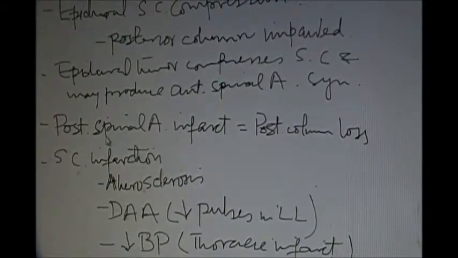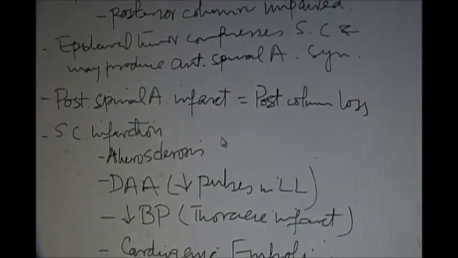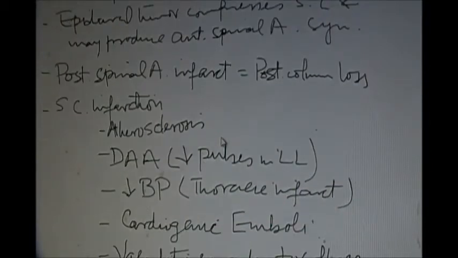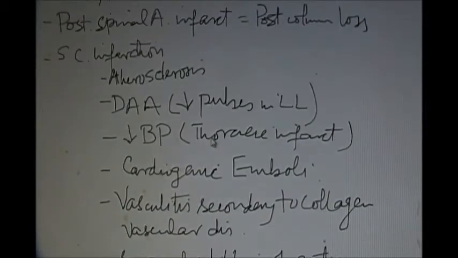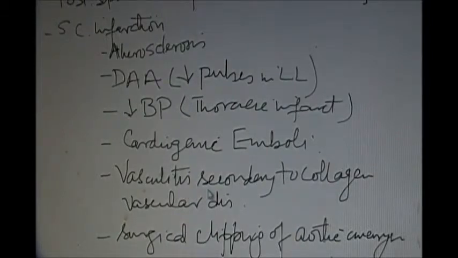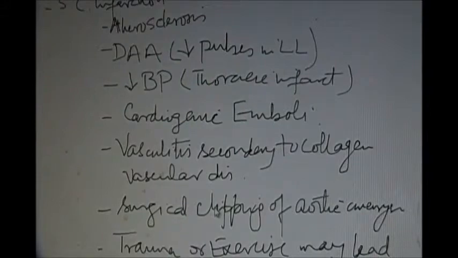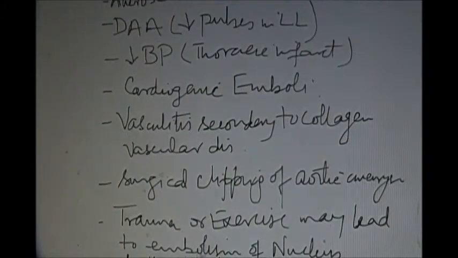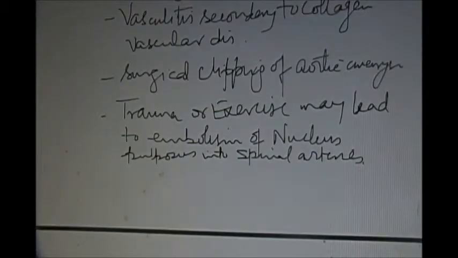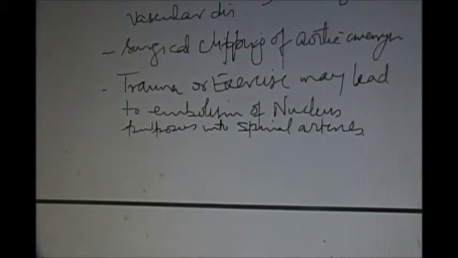What does the posterior spinal artery infarct produce? The posterior spinal artery infarct produces posterior column loss. The causes of spinal cord infarction are atherosclerosis, dissecting aneurysm of aorta that produces decreased pulses in the lower limb and decreased blood pressure, thoracic infarct, or cardiogenic emboli. Vasculitis secondary to collagen vascular diseases, surgical clipping of aortic aneurysm, trauma or exercise may lead to embolism of nucleus pulposus into the spinal arteries.